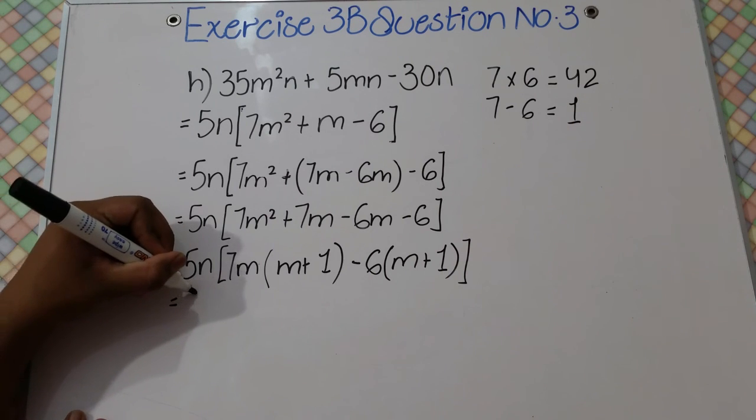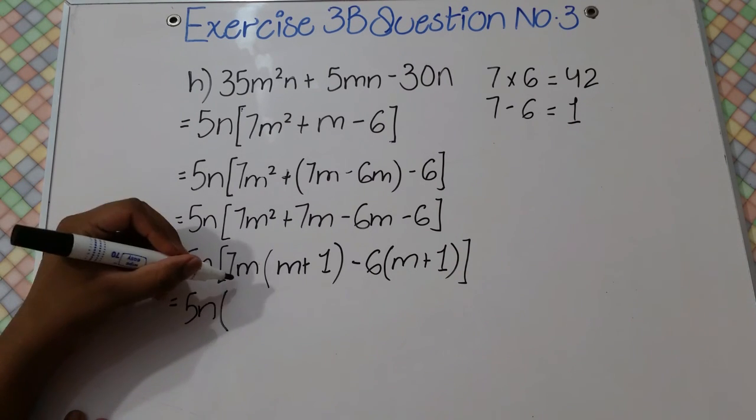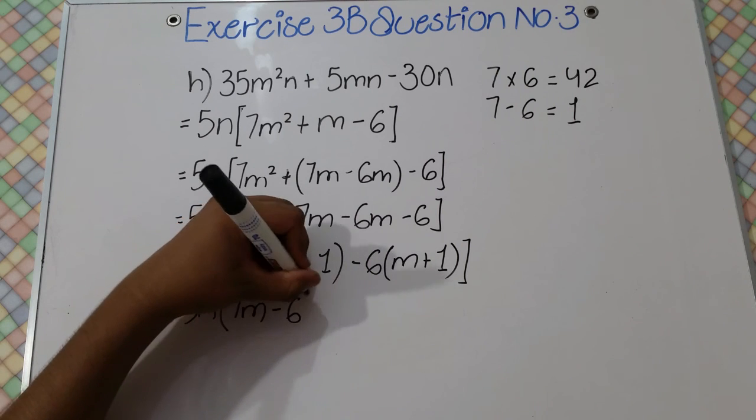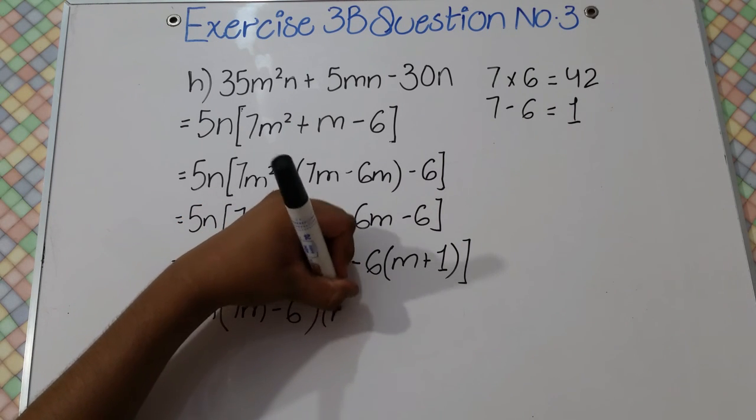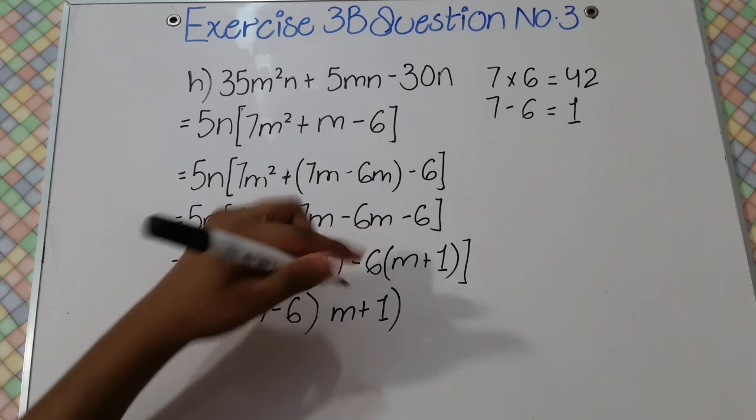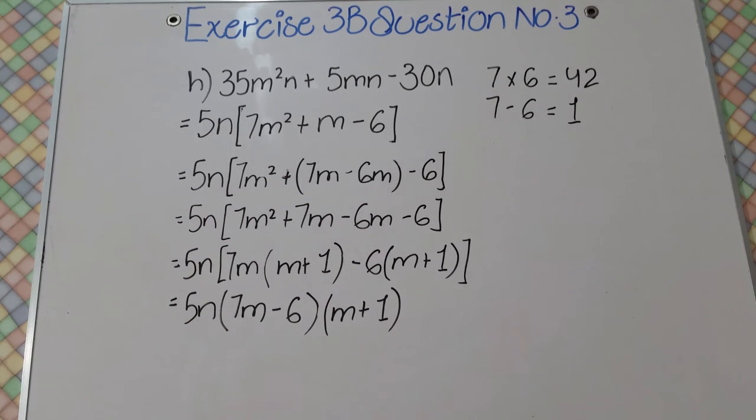So now I'm going to write 5n, one time 7m minus 6, and one time m plus 1. So this is how we have solved part H. So we have solved all 8 parts of this question. So in this video we have solved exercise 3B, question number 3 of book 2.